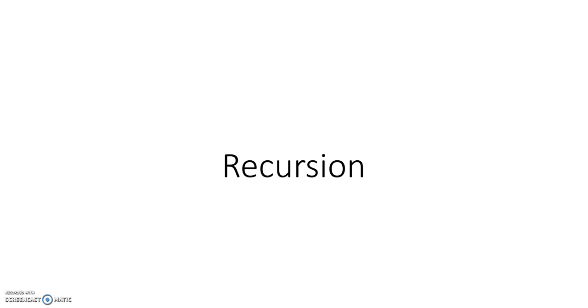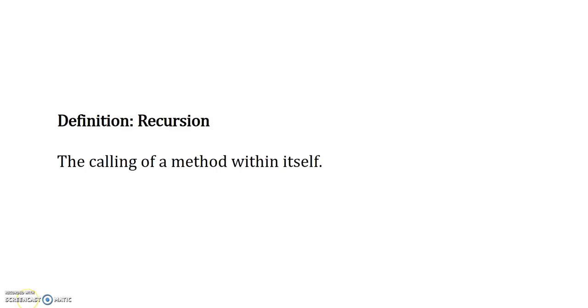So recursion. Recursion is defined as the calling of a method within itself. So if you think back to your lesson on methods, essentially methods are lists of steps or instructions that the computer can follow to calculate something. And recursion is when one of these steps or instructions involves the method itself. So that's a bit abstract, and it would be useful to put it into a concrete example.